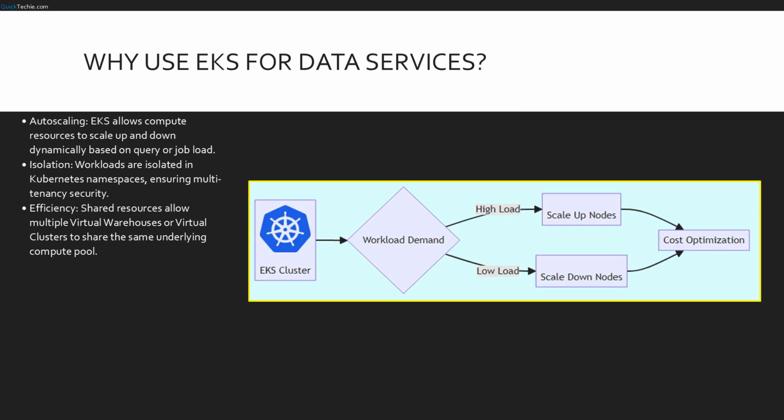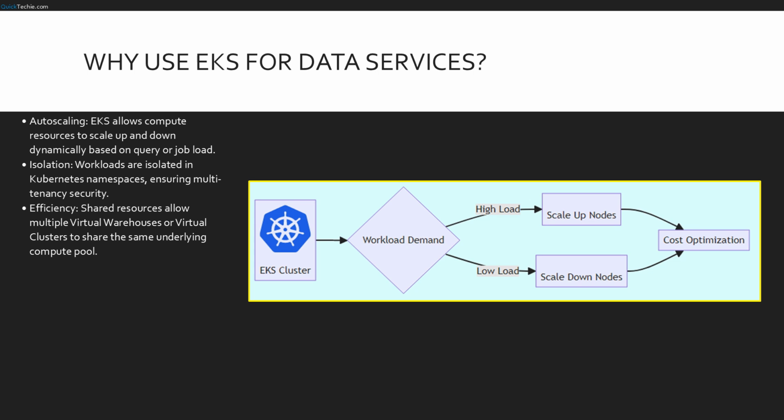Why do we use EKS? The primary driver is elasticity. With EKS, Cloudera services can automatically add more EC2 instances to the cluster when a heavy SQL query or Spark job runs, and terminate them when the job finishes, saving costs. Secondly, Kubernetes namespaces provide strong isolation, allowing different teams to work on the same infrastructure without interference. Finally, this architecture allows for shared compute pools, meaning you don't need idle servers waiting for work. Resources are provisioned strictly on demand.